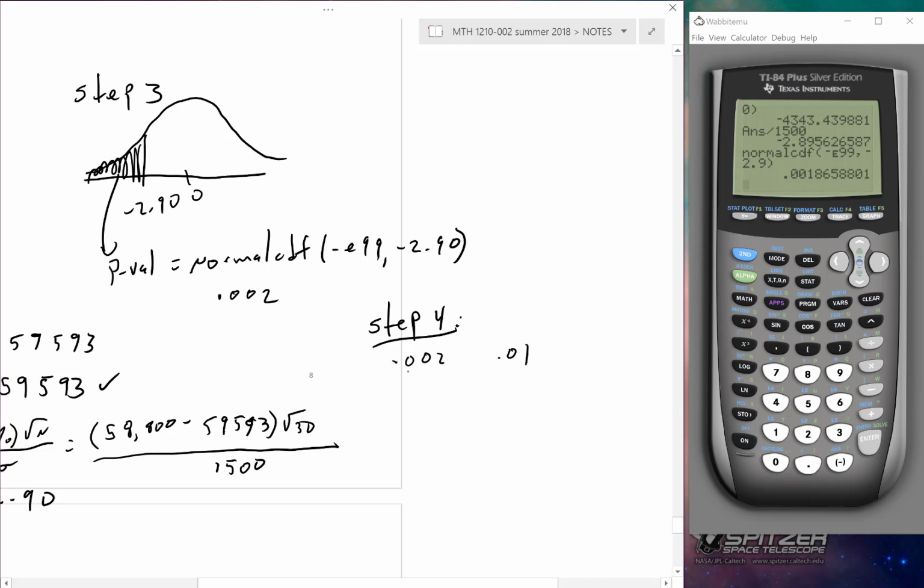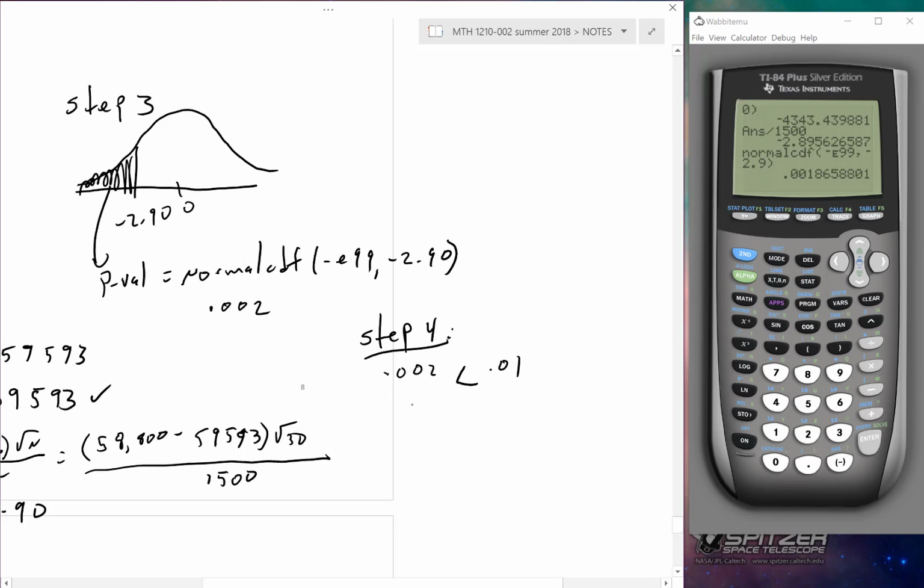So notice that 0.002 is way smaller than 0.01, so our decision is to reject the null hypothesis. So here all we're saying is that there appears to be enough evidence in the data in support of the alternative hypothesis, so we will go ahead and reject the null hypothesis based on what the data is telling us.